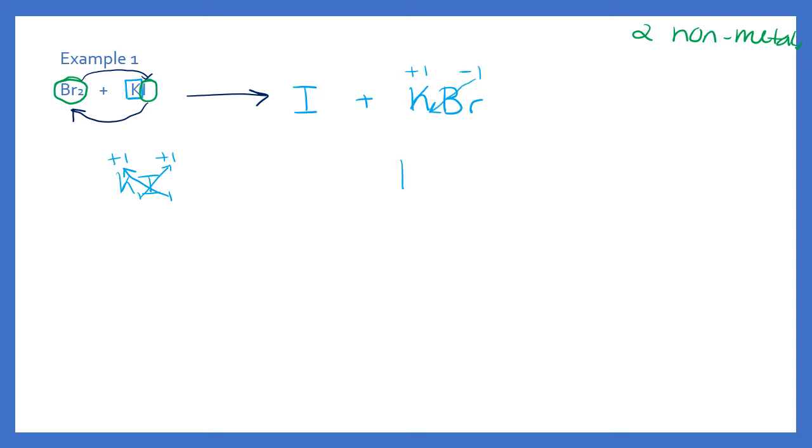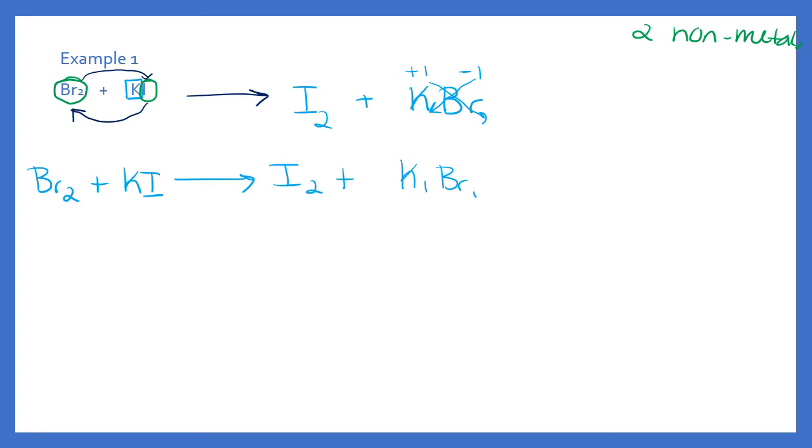So it's going to be K1, Br1 plus, oh, it's I2. It's diatomic, that's my fault. I'm sorry, guys. I'm going to erase this. If you need to, write it lower. Plus KI. All right. So we have Br2 plus KI makes I2 plus KBr.